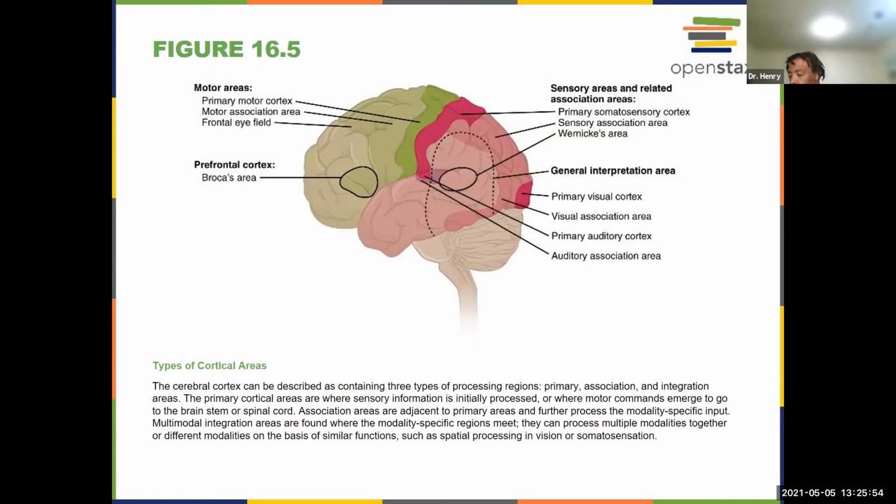And memory is going to be largely a function of the temporal lobe, along with some of the structures beneath the cerebral cortex, such as the hippocampus and the amygdala. Memory is actually going to be stored in the medial temporal lobe. One of the reasons they were able to find this out is that there was a patient who was going through epilepsy.